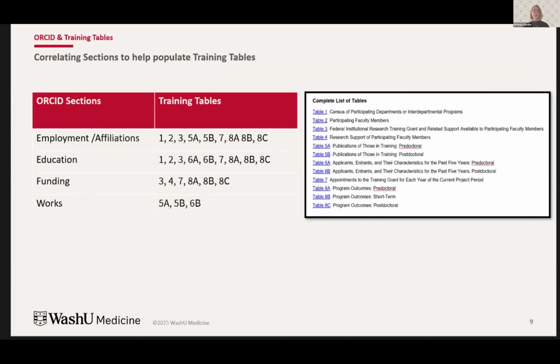Same thing with training tables. We get a lot of requests to help because there's a lot of information that goes into training tables for NIH. And again, if I go back to education, for some of the information for training tables like 8A through C, you can get some of that information from these sections. So once they start seeing where some of this information can be used, we get them more on board with wanting to use it.